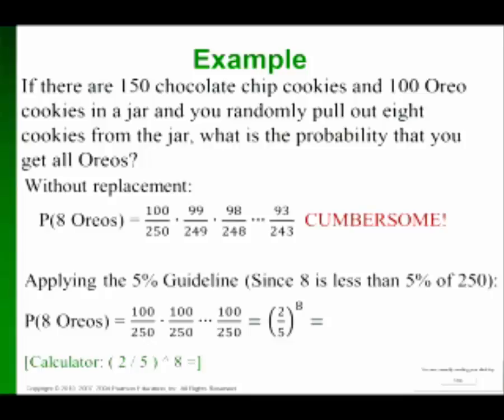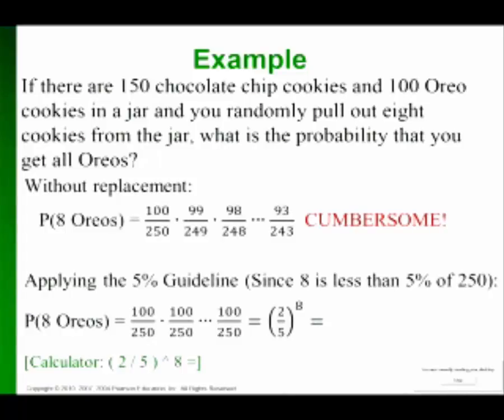So let's see if we can use the 5% guideline. Let's see if we can play like the events are independent. Well, I can only do that if my sample size is less than 5% of the population. What's my sample size here? I'm drawing out 8 cookies out of how many? Out of 250? How would I find out what percent that is? 8 out of 250.